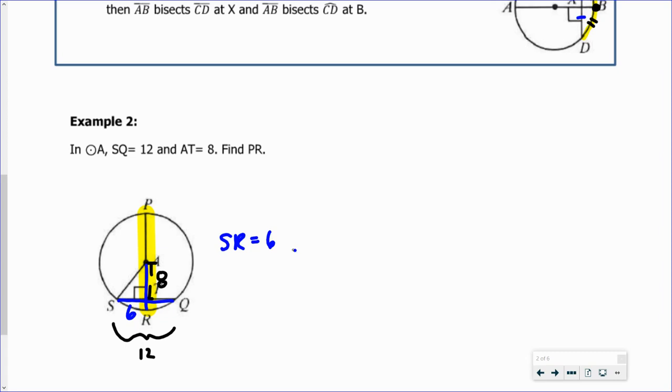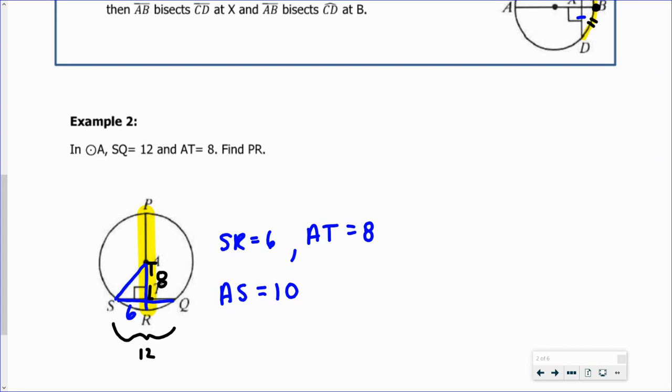and that AT equals 8. Now, these are actually a Pythagorean triple. This is a multiple of 3, 4, 5. So we can use the Pythagorean theorem here to find the length of AS. AS has to equal 10, and you can apply the Pythagorean theorem and you'll see that that's the case, or you could recognize that that's a Pythagorean triple.